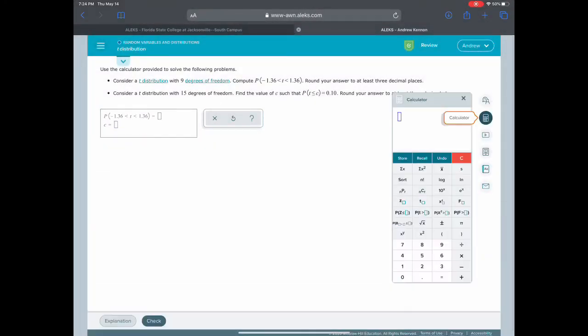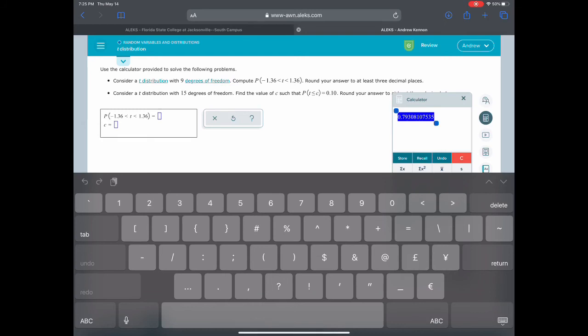All right, so we come here and we can go ahead and do it all in one swoop if we want to. We do negative 1.36 with degrees of freedom 9 minus this one of 1.36. So we did the negative, now we got to do the positive of 9. Oops, I don't want to do that. No, don't mess up. Undo. Okay. Enter. All right, so the percentage under the curve would be 0.793. So 79.3% of the curve is shaded.